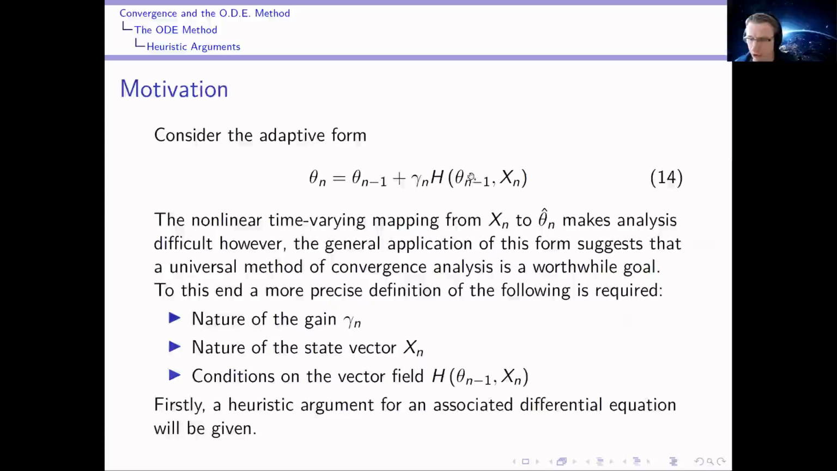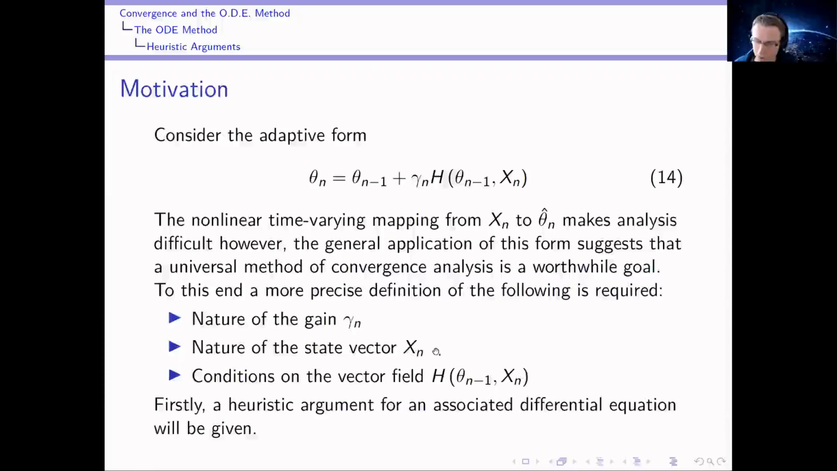So in the general approach, we associate the differential equation with the adaptive form, and then we frame the analysis in terms of the ODE. Some conditions on the quantities of the general adaptive form will first need to be established. Firstly, the nature of the gain term. The objective is to estimate fixed parameters representing the inverse of the unknown channel, and so for that we'll need a decreasing gain.